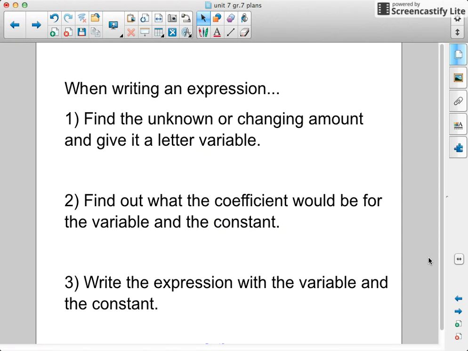So when writing an expression, we're going to find the unknown or changing amount and give it a letter variable. Then we're going to find out what the coefficient would be for that variable, or how it is changing. And also find out what the constant would be, the unchanging amount that's the same every single time. And then just write the entire expression.